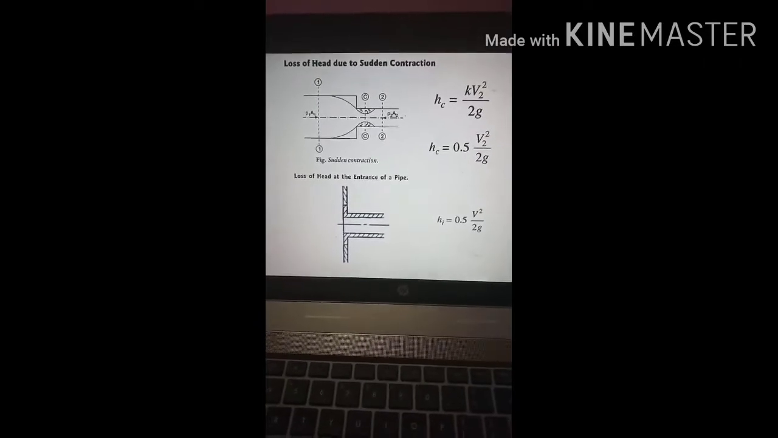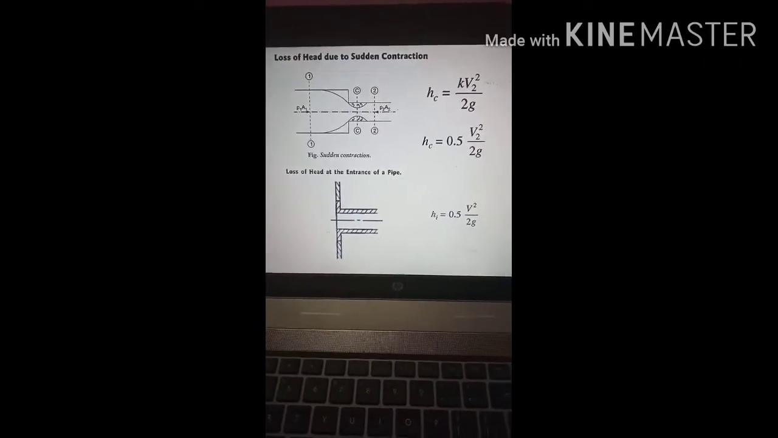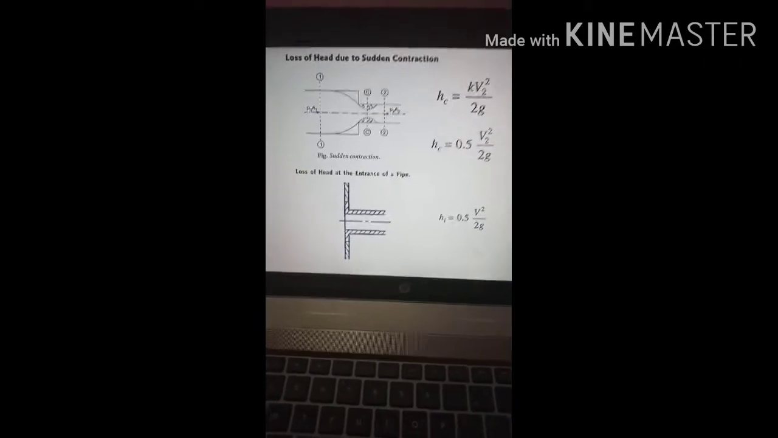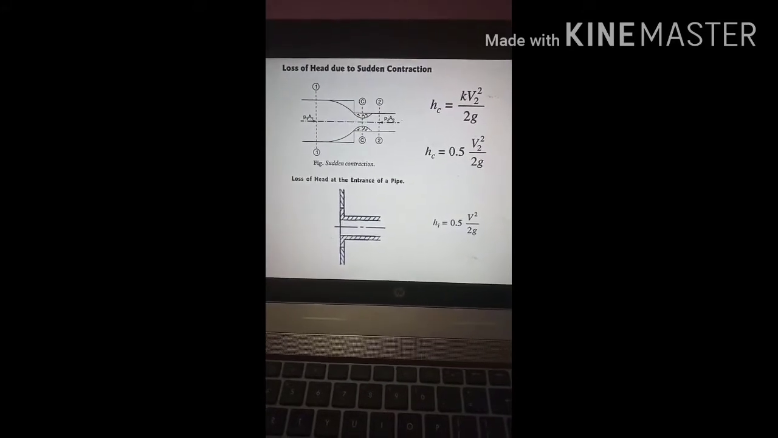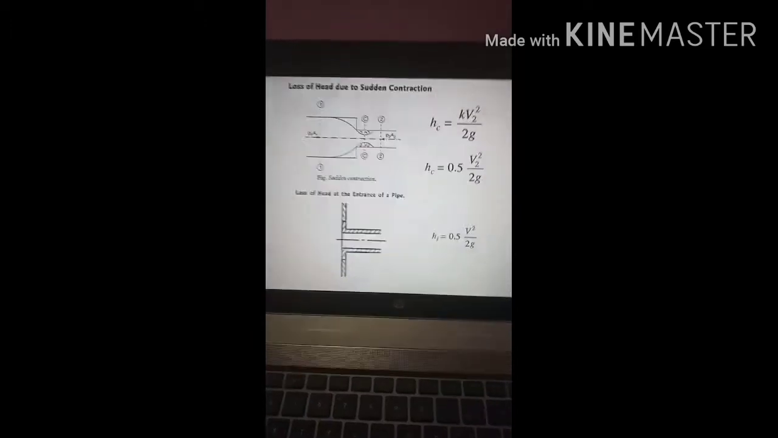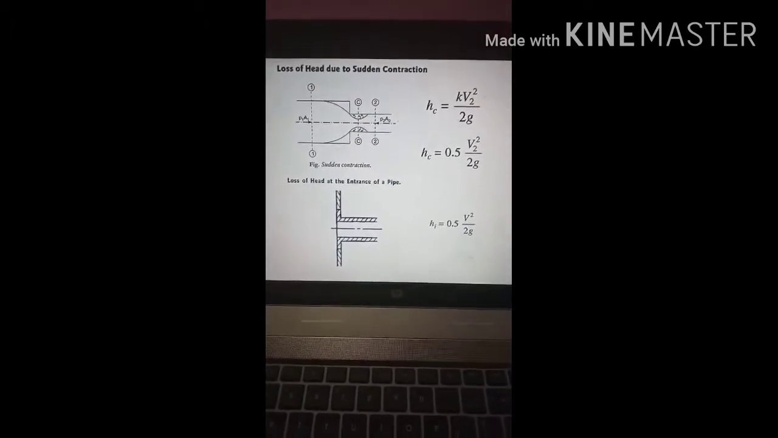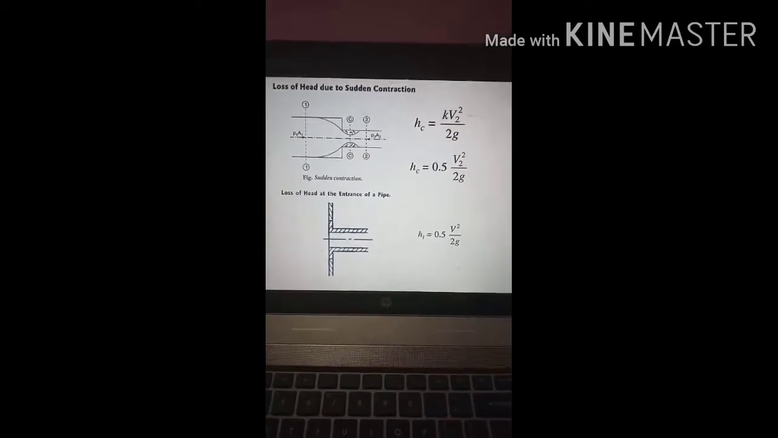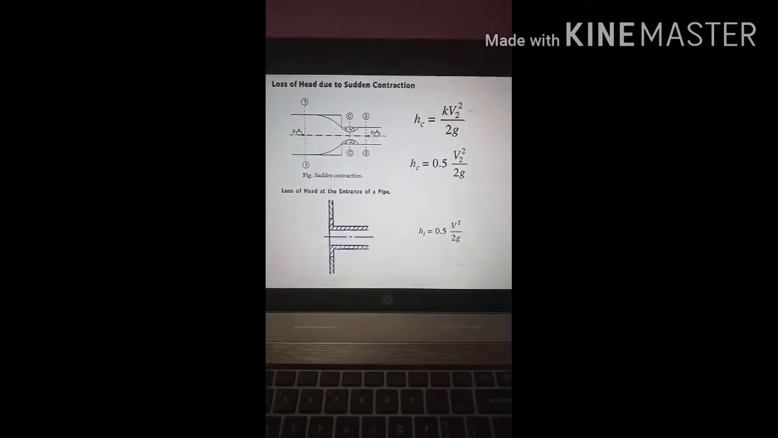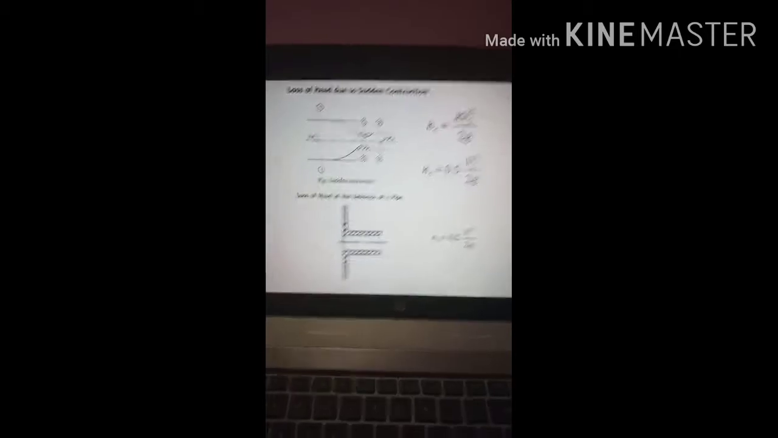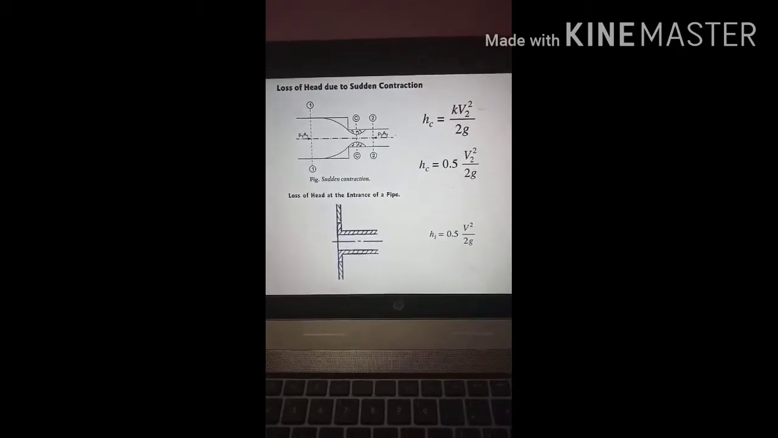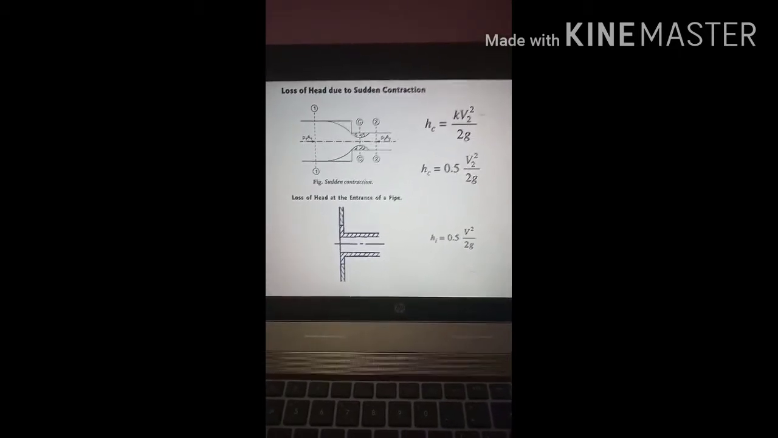Velocity in the smaller pipe. Okay, that you have to remember. Third, loss of head at the entrance of the pipe. At the entrance of the pipe means when there is a pipe connected to a tank, then there is an entrance to the pipe. From the tank the flow is entering into the pipe, so there is also sudden contraction of the area. So in that case you have to consider the entrance loss.